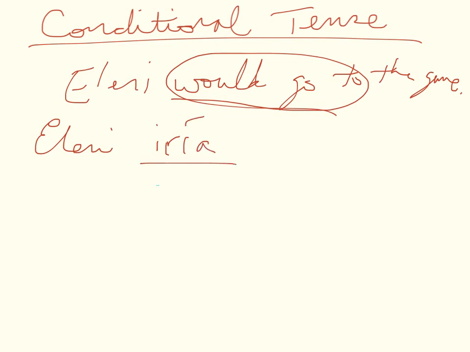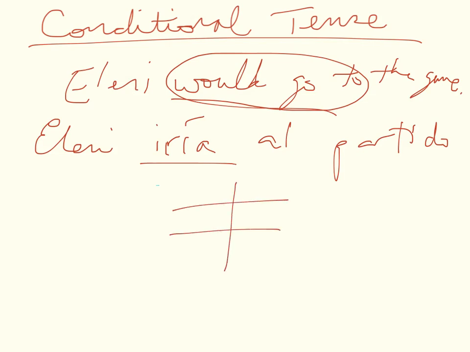Iría al partido. So that's the conditional on its own, right? Eleni iría al partido. Eleni would go to the game. The endings are ía, ías, ía, íamos, íais, ían.